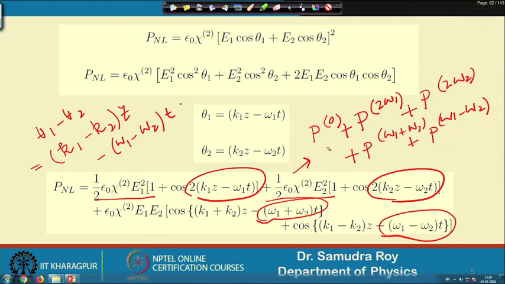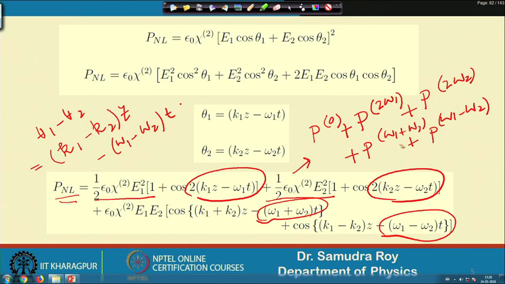Previously, we found that we have only frequency components 2 omega and 0. Another component was there, omega. So, here I am just writing the nonlinear components, not the linear one. So, that is why P omega components are not there, but if I write the total polarization component, then those components will also add up. So, we will do that.